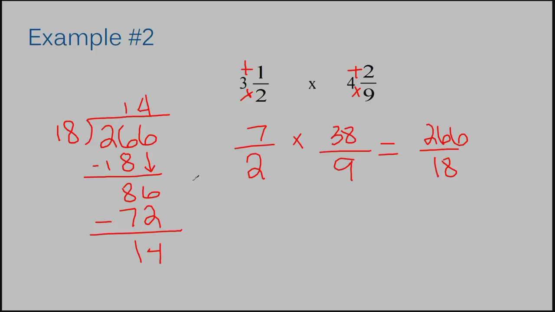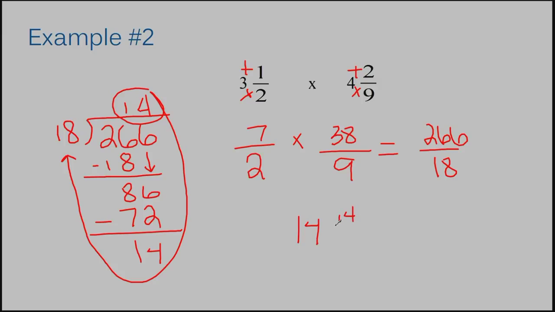I have nothing left to bring down, so that means this will be my numerator. So this is my top number. Then I whoop and swoop down here, and I end here with my 18. So 14 is my whole number. 14 is also my numerator. And 18 is my denominator.